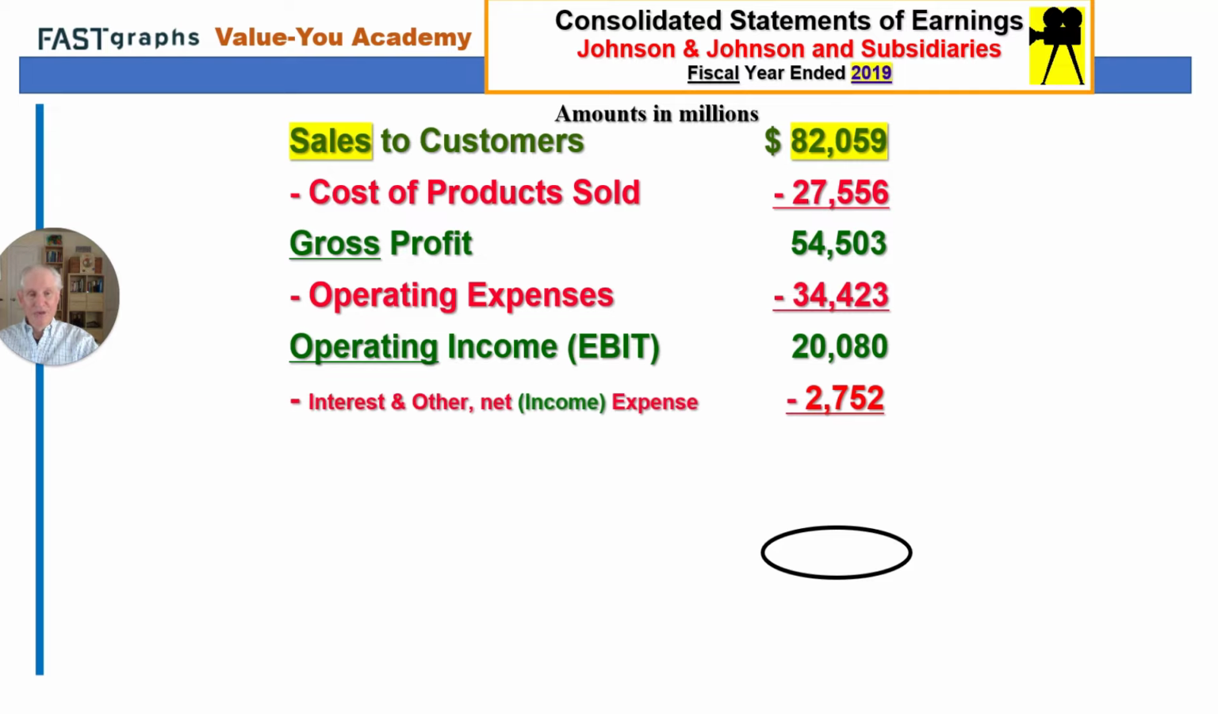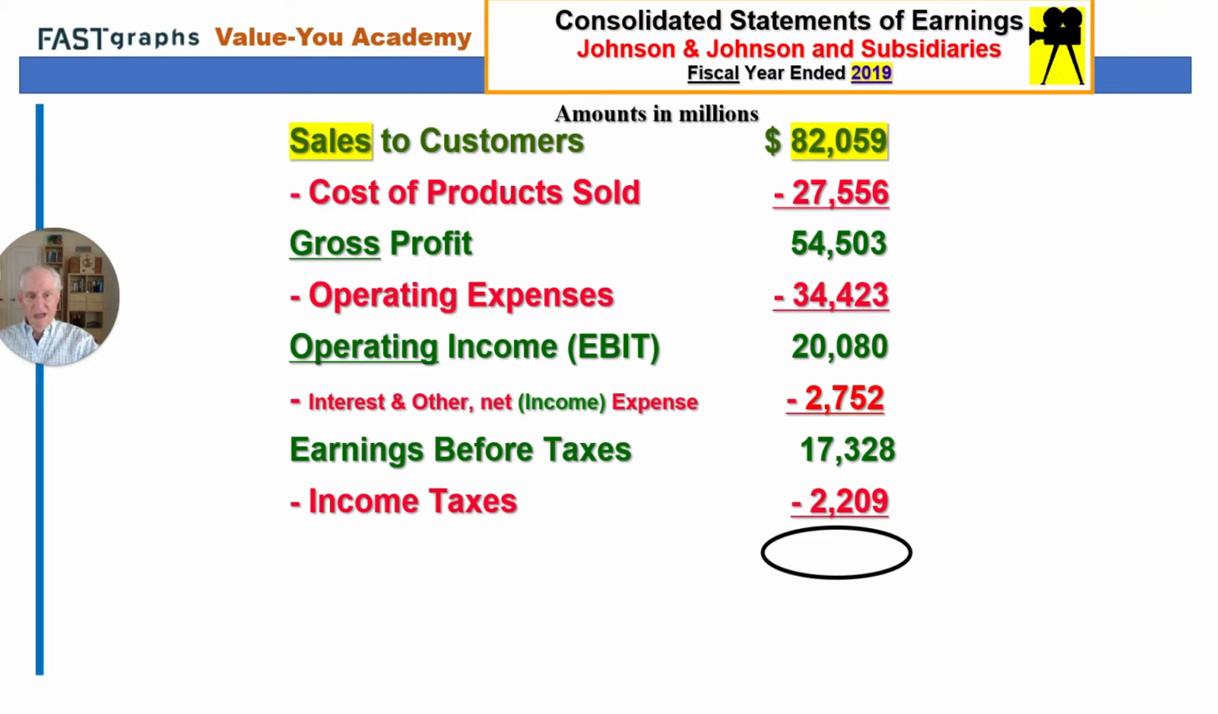You got the other things like interest expense. Take off 2.7. That's a deduction before taxes. We're going to have to pay taxes on 17.3 billion. You pay the IRS 2.2 billion of that, and you're left on the bottom line with 15,119. So top line 82, bottom line 15.